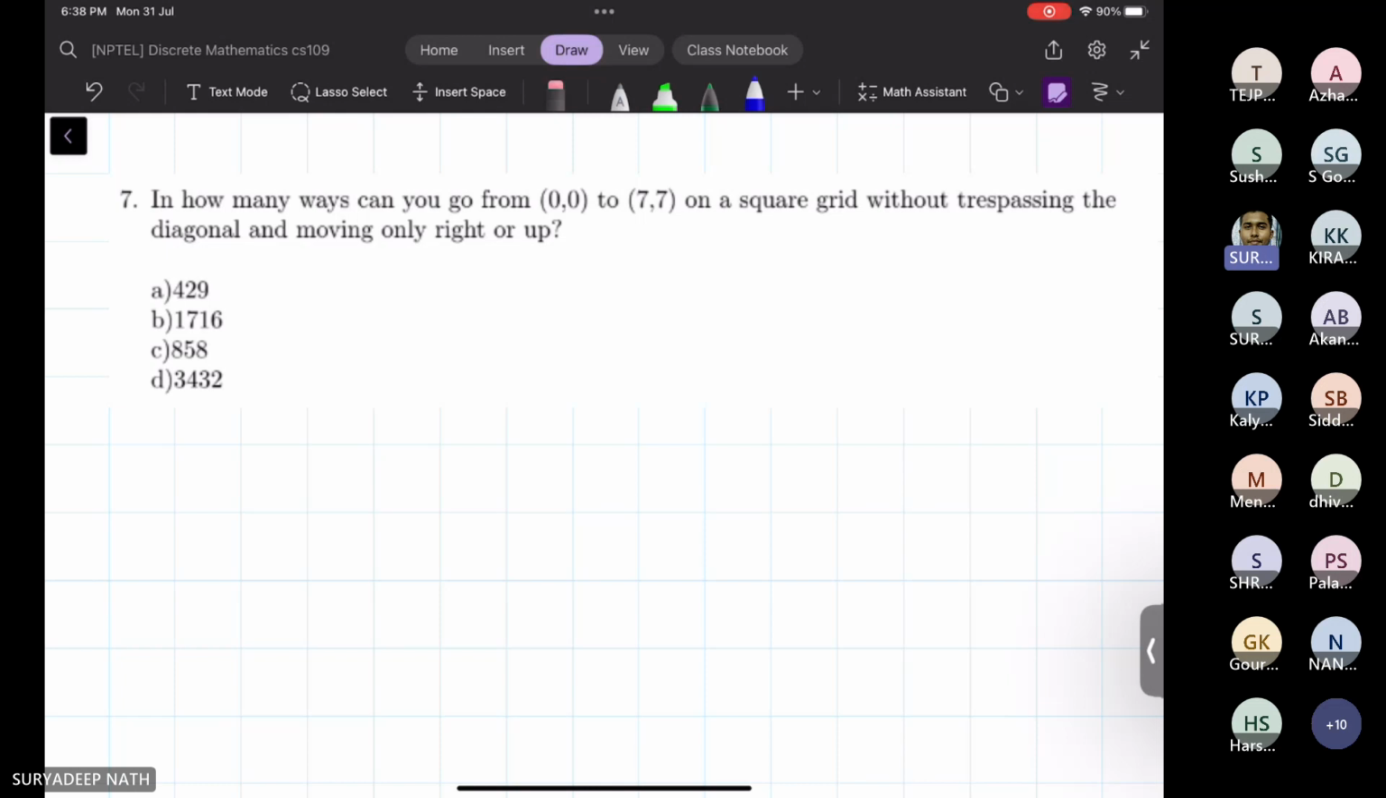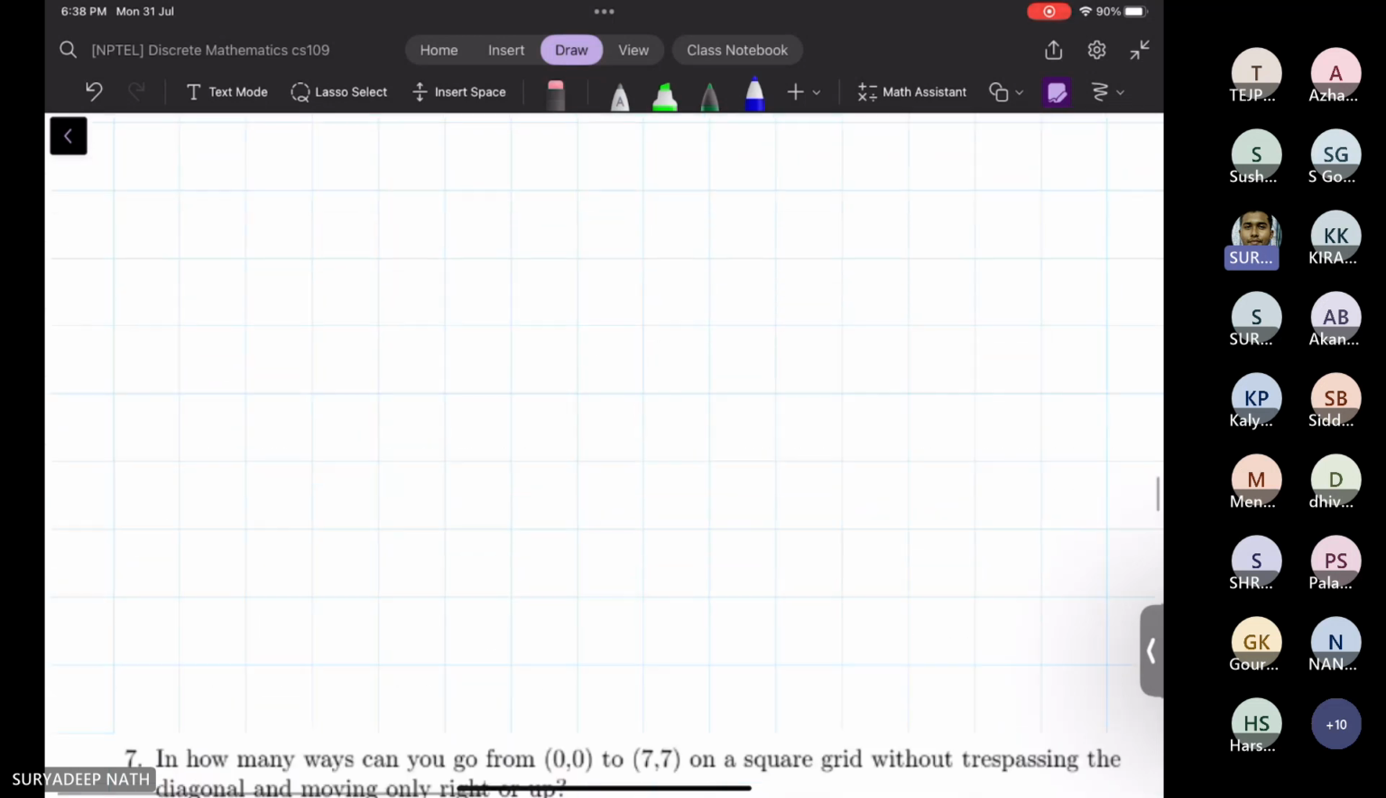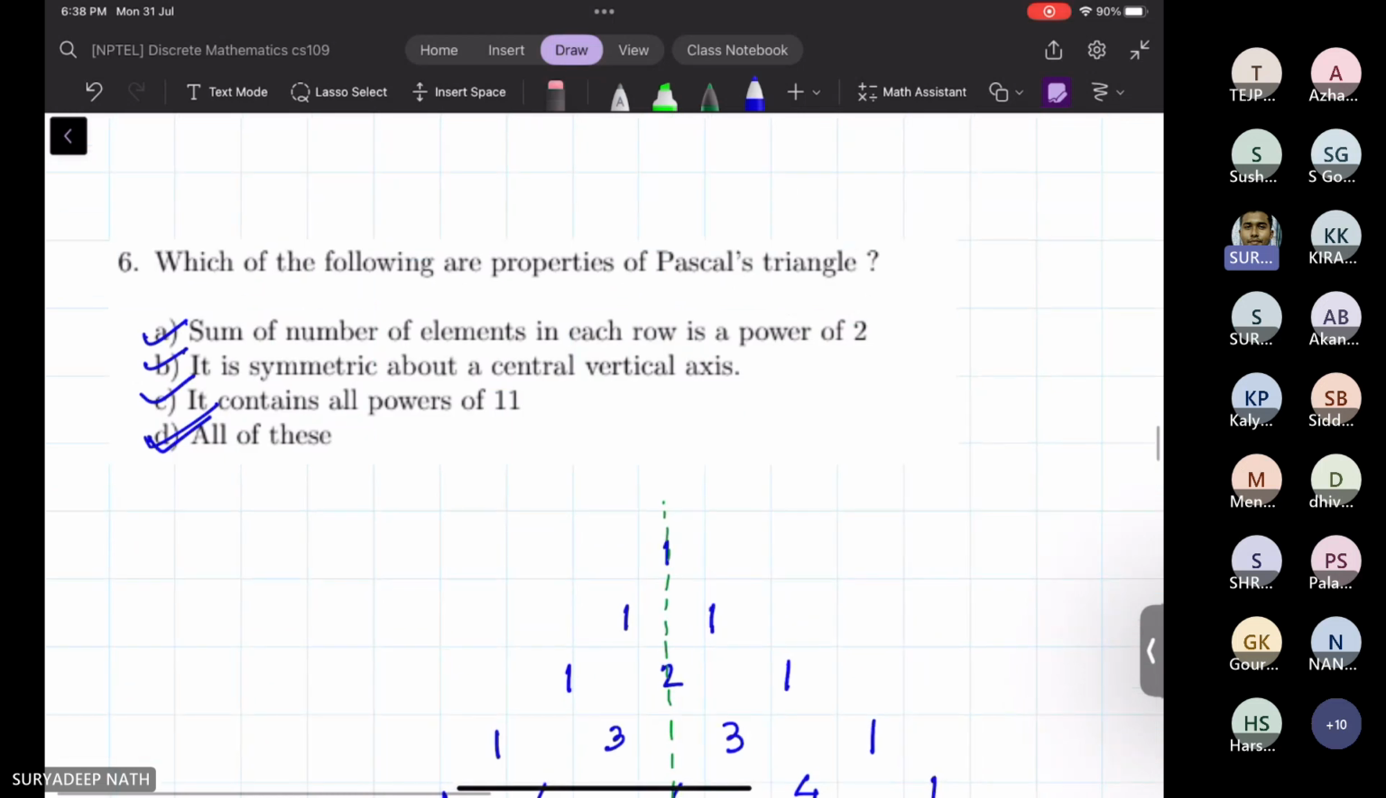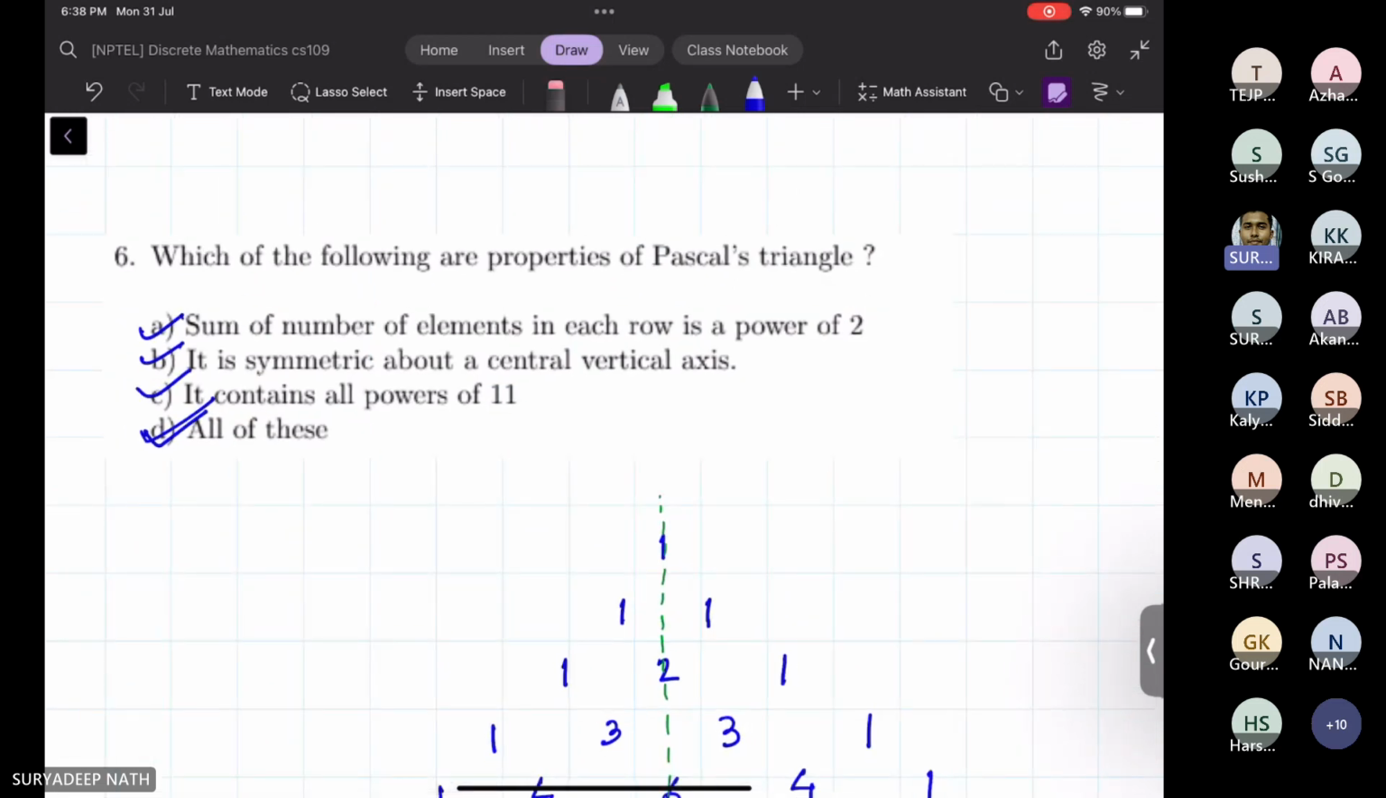Okay, someone is asking for the C part of it. Okay, just going back to this question. So someone is asking how does it contain all the powers of 11.